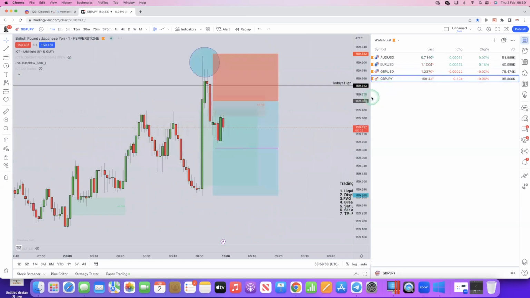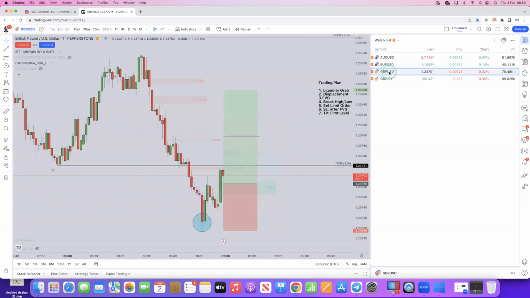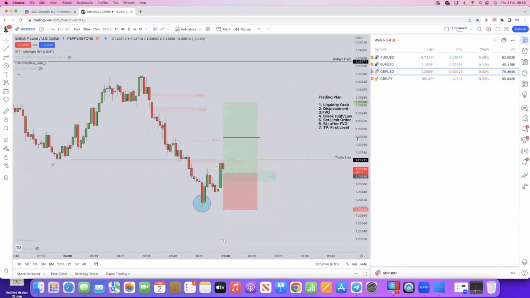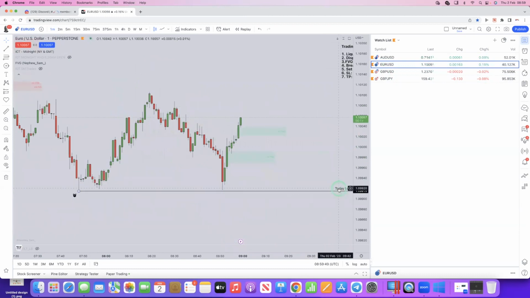So now as we stand, we've got a GBP JPY possible entry. We've got a GBP USD possible entry. The Euro USD, it looks as if this could have been a trade, to be fair, but again, that liquidity grab didn't come.